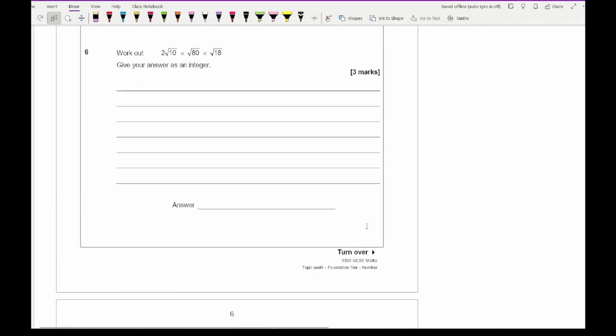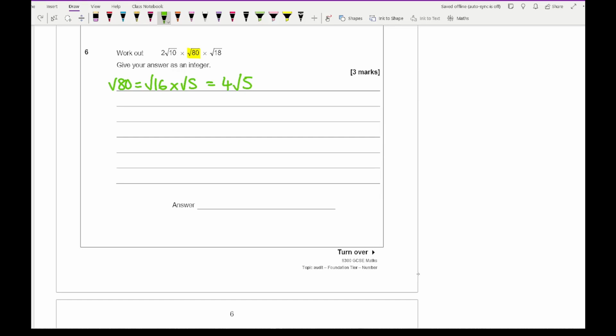Then moving on to question 6. So here we've got a surds question. Now with this, as we're multiplying, I personally would say to try and simplify these two surds without crossing it out. So root 10 can't be simplified, but root 80 can be, so root 80 is equal to root 16 times root 5. Now I can simplify root 16 as 4 and root 5 stays the same, so root 80 is 4 root 5.